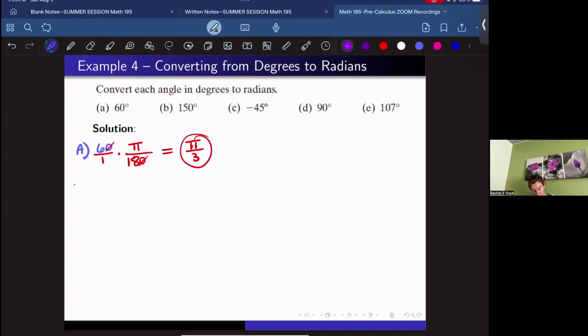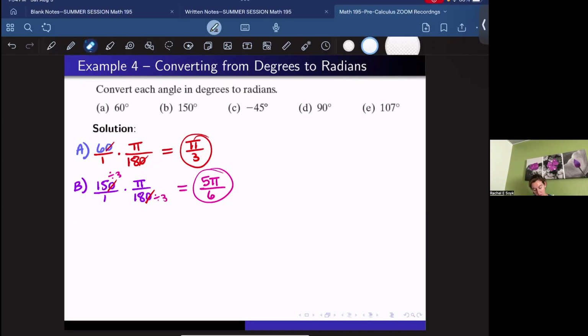Let's go to B. 150 times pi over 180. Again, zeros cancel out. We can divide the top and bottom by 3. And so 3 goes into 15 5 times, so we have 5 pi in the numerator. 3 goes into 18 6 times, 6 in the denominator. 5 pi over 6 is the same as 150 degrees. Let's move on to C.